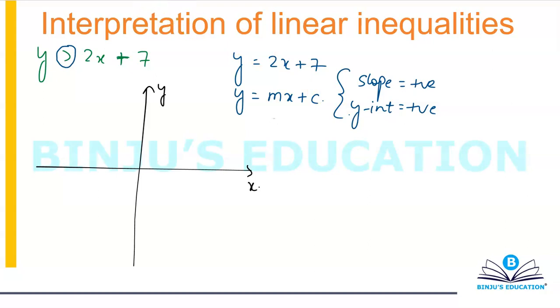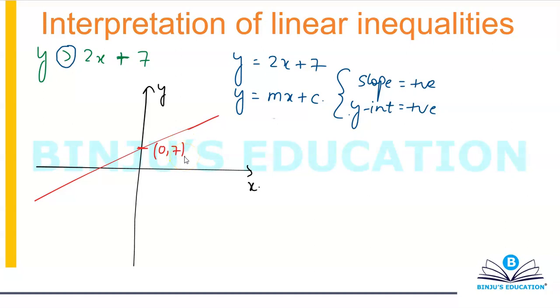Positive slope, so we already know how to draw positive slope. The line is going to pass through first and third quadrant, and positive intercept means it's going to cut the y-axis above origin. So I can say that my line is going to be something like this. This point here will be (0, 7), which is your y-intercept.